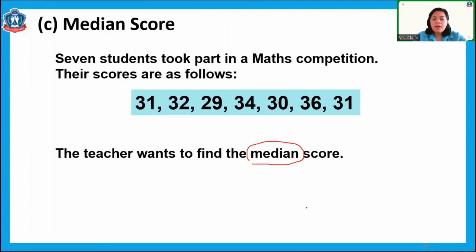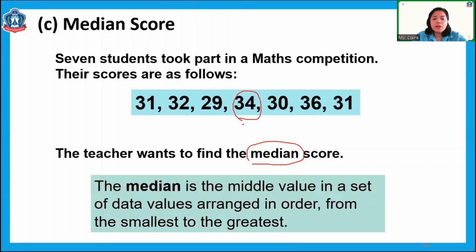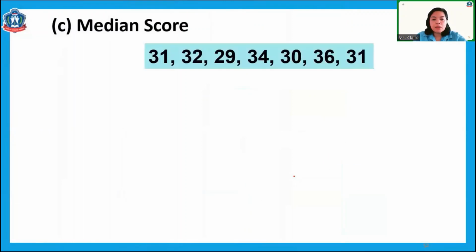So how are you going to find the middle score? By finding the middle here, which is 34? No, children. All you need to do is to first arrange the values from the smallest to the greatest or from the greatest to the smallest. The median is the middle value in a set of data values arranged in order. So we need to arrange the numbers first. Let's arrange them. It looks like this.